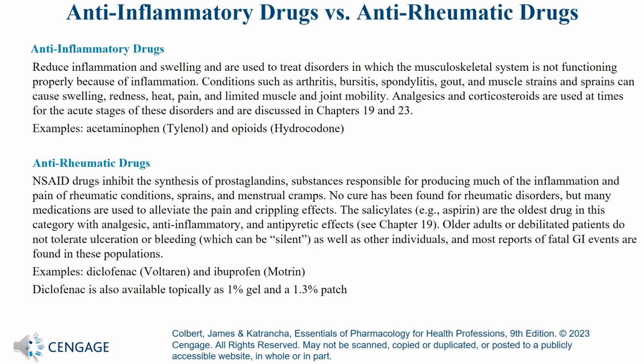That's in your chapter 19. Older adults or debilitated patients do not tolerate ulceration or bleeding, and two, it's silent, as well as other individuals, and most reports of fatal GI events are found in these populations. So some of your examples are diclofenac and ibuprofen. Diclofenac is also available topically as a 1% gel and a 1.3% patch.